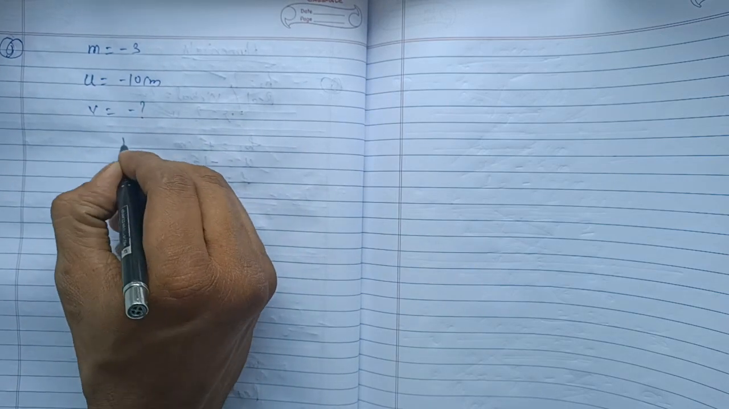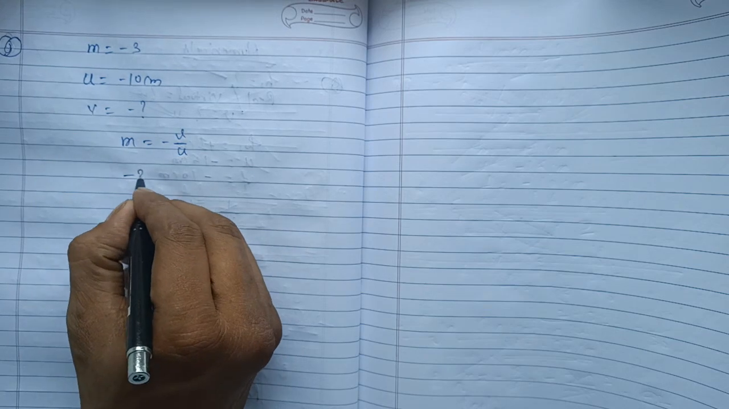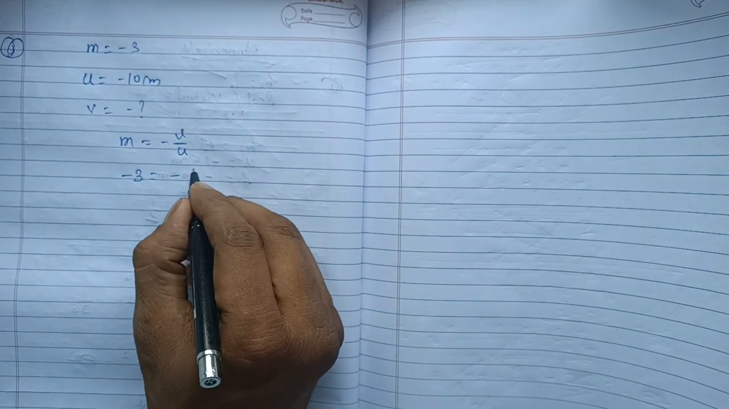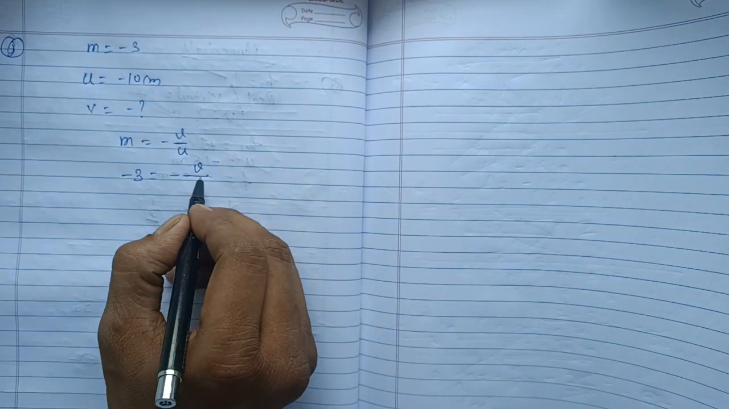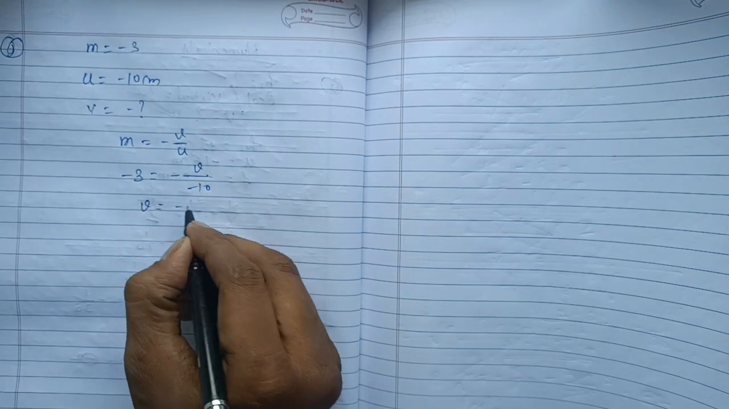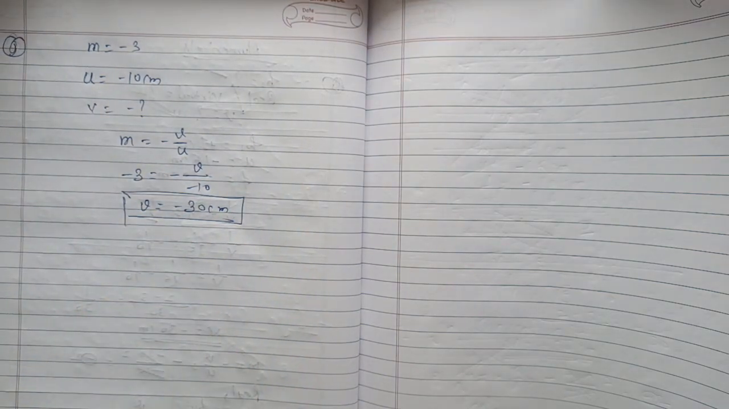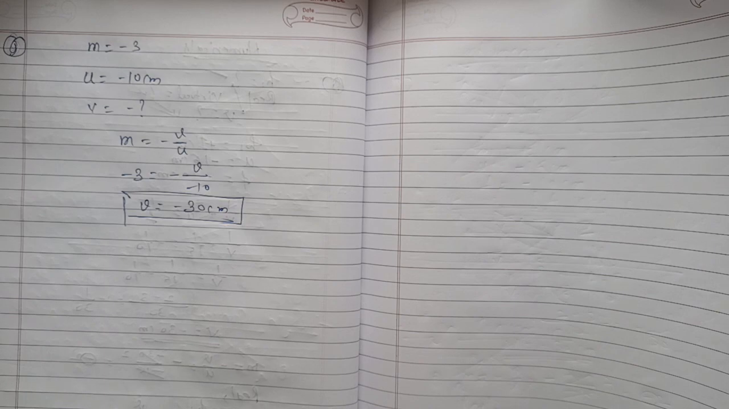It is very easy. Now we know that m equals minus v by u. In place of m we can write minus 3, in place of v we write v, that we need to find, and in place of u we write minus 10. So v equals minus 30 centimeter. Then the image is being formed in front of the mirror at a distance of 30 centimeter from the pole. This is easy.